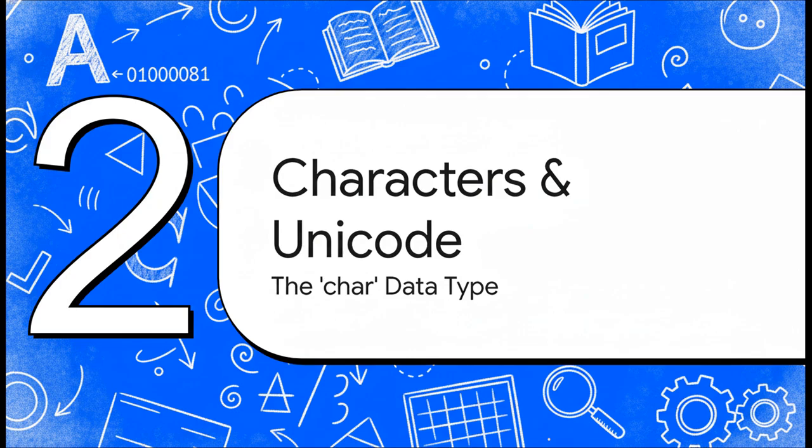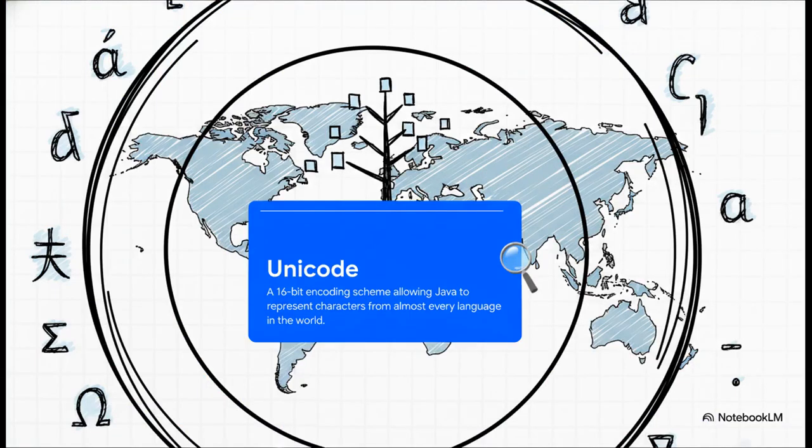We're going to talk about handling individual characters with the char data type. So the key idea here is Unicode. It's not just about the letters A through Z. Java uses the 16-bit system to represent characters from pretty much every language on Earth. We're talking English, Greek, Chinese, you name it. This is what makes Java a truly global language.